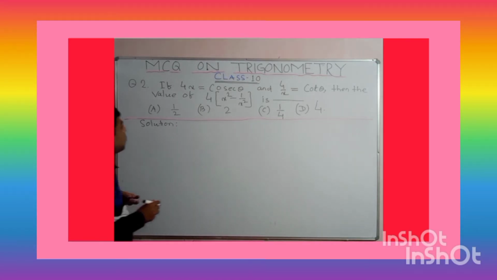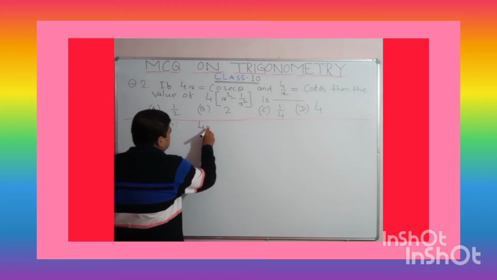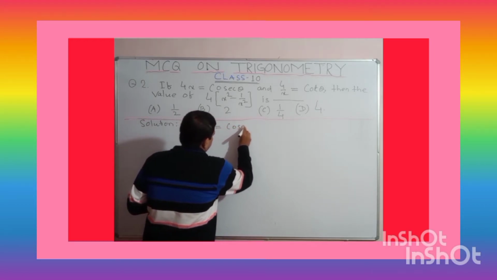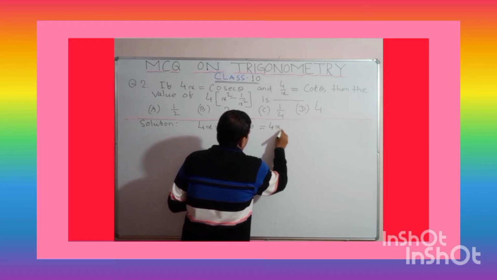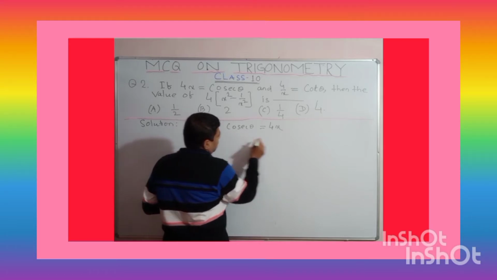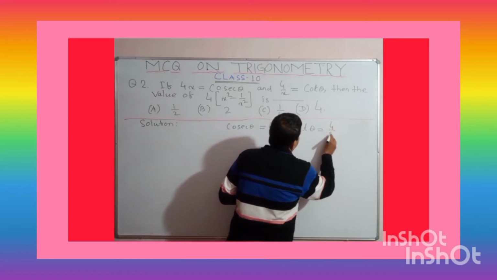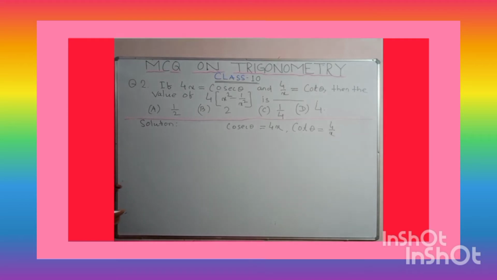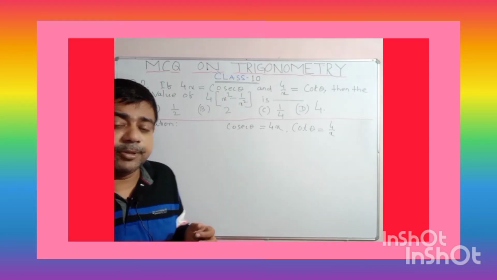Here what is given? You see, 4x is given. 4x is equal to cosec theta, or cosec theta is equal to 4x, we can write also. Yes or no? Right? And cot theta is given as 4 upon x. You have to find out 4 whole into x square minus 1 upon x square. What is the value of 4 whole into x square minus 1 upon x square? Okay, students.